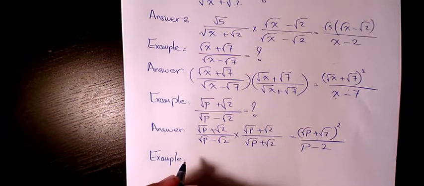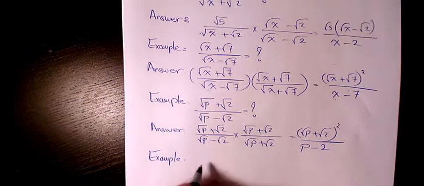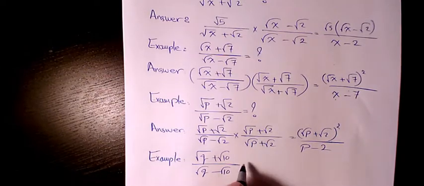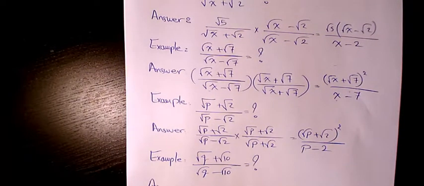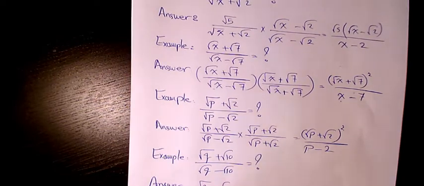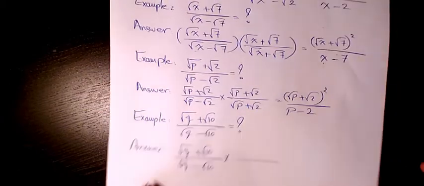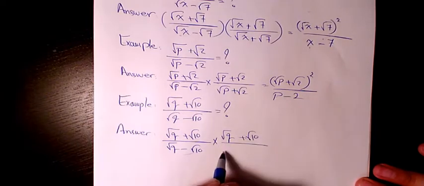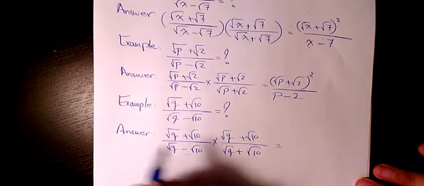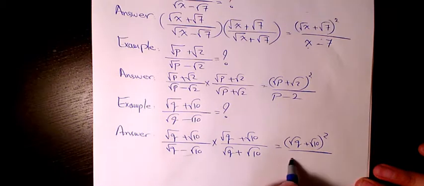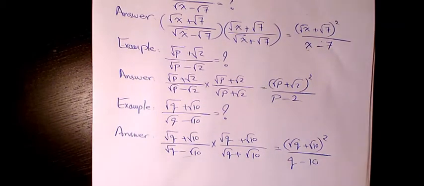is root q plus root 10 divided by root q minus root 10. Answer is root q plus root 10 divided by root q minus root 10. Multiply the numerator and denominator by the conjugate of the denominator, which is going to be root q plus root 10 divided by root q plus root 10. That's going to be root q plus root 10 to the power of 2 divided by q minus 10. That's the final answer.